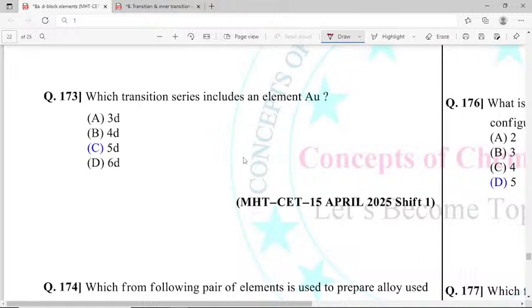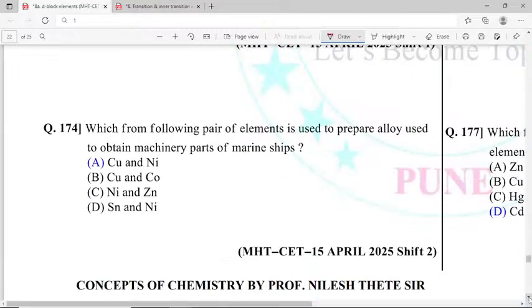Which transition series includes the element Au? Au stands for gold. The 5d series contains gold. Which pair of elements is used to prepare an alloy used to obtain machinery parts for marine ships? Copper and nickel.